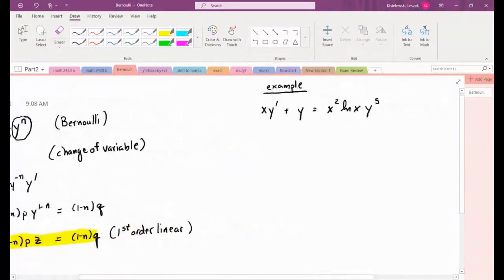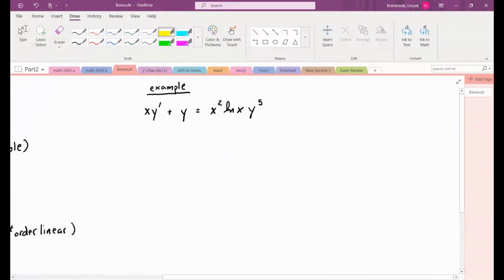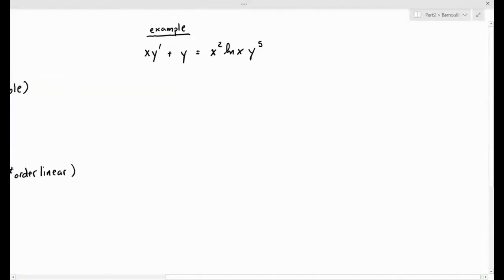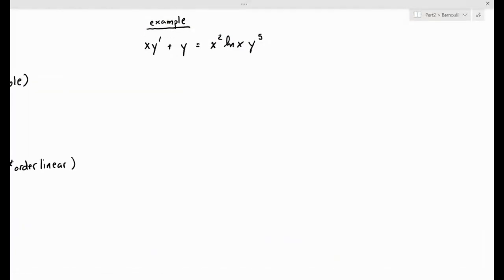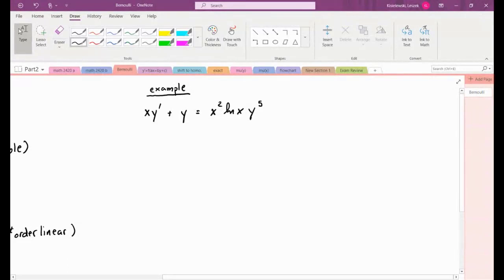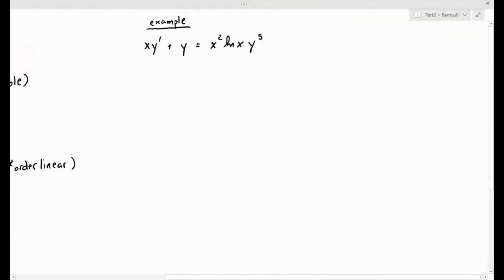Okay, so let's just go through an example if you don't mind. So we have this differential equation. It's not written in the standard form because of this x. So I'm just going to go ahead and divide through by x everywhere.